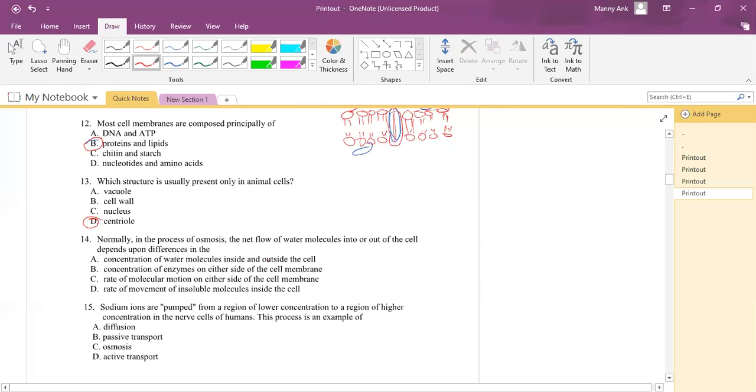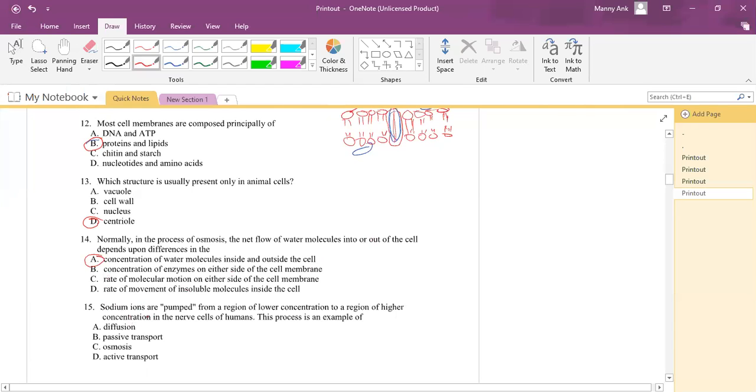14. Normally in the process of osmosis, the net flow of water molecules into or out of the cell depends on the differences in the concentration of the water molecules inside and outside. Because that's going to determine whether it's going to be hypertonic or hypotonic. You have too much water, it becomes hypotonic. You have less water, then it's hypertonic.